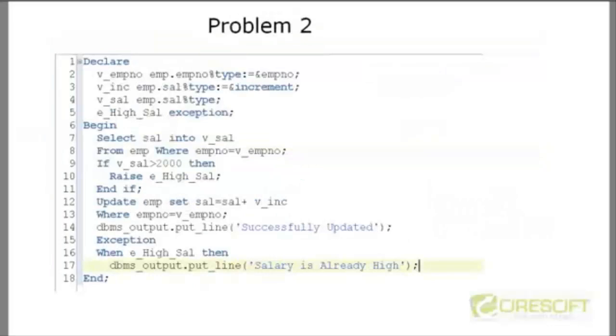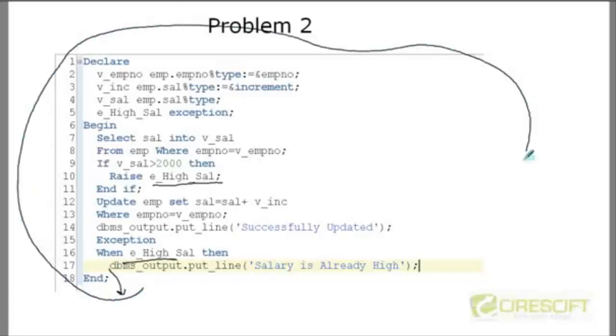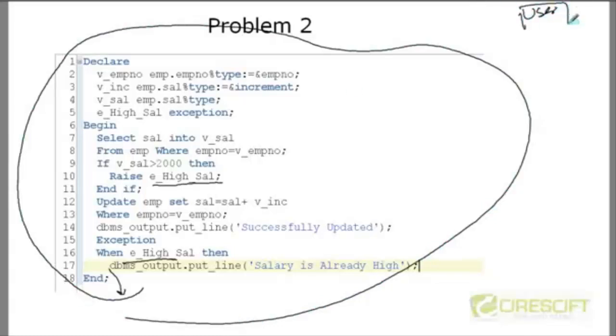Then we have another problem. Let's take a look at this piece of code. In this piece of code, we are raising a user defined exception called e_high_sal. If you are raising an exception, then in line number 16 we are handling that exception and printing to the output that the salary is already high. Let's assume this program unit is called by another user, or somebody is running this.